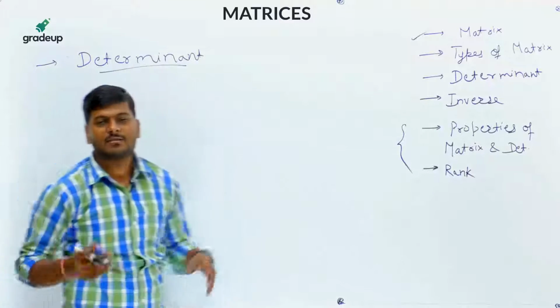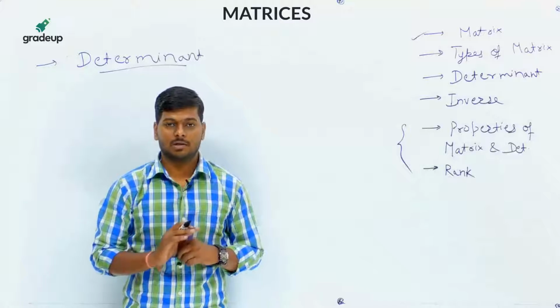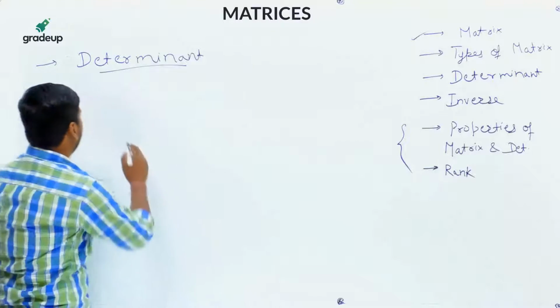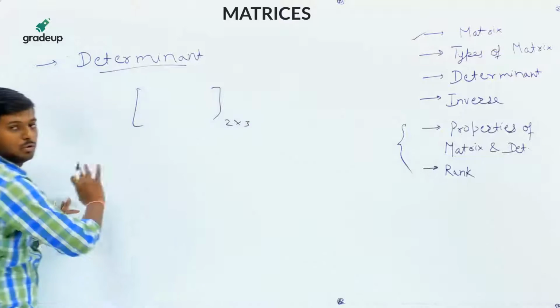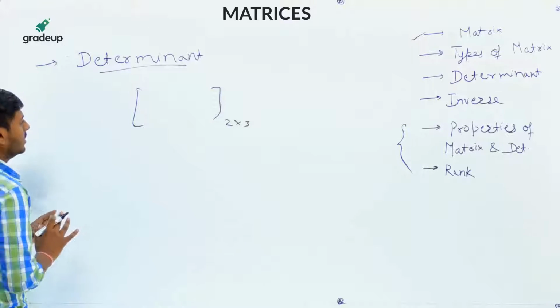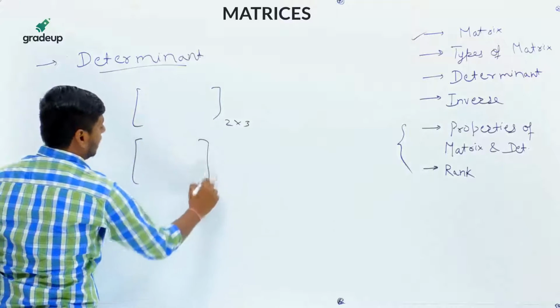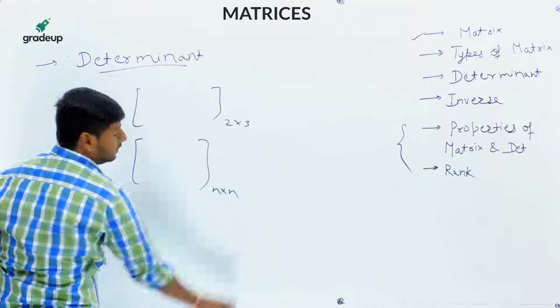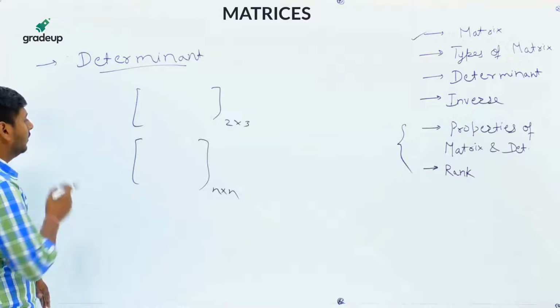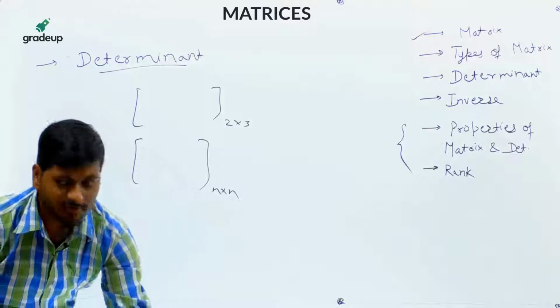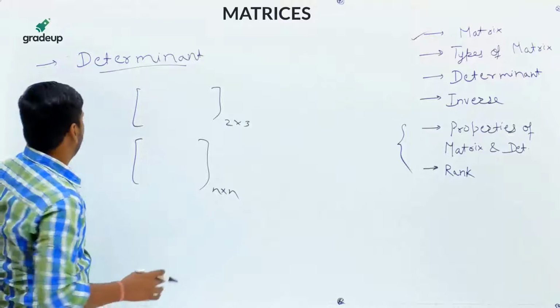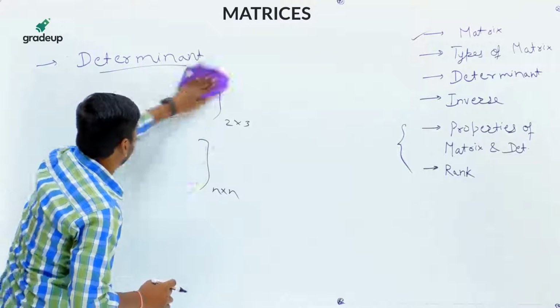So we can find the determinant of a square matrix only. We cannot find a determinant of a 2 cross 3 matrix. There is no determinant of a 2 cross 3 matrix. So if a matrix is square, like n cross n, then only we can find the determinant of that matrix. So how to find the determinant? We will start with a simple one, a 2 cross 2 matrix.